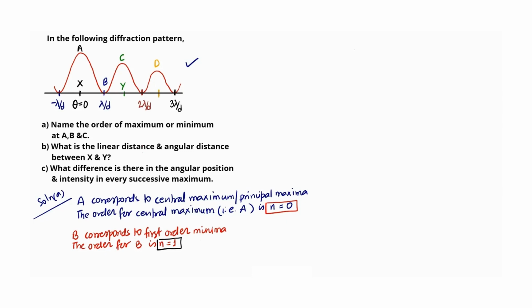Clear? Next, C corresponds to first order maxima or maximum, and the order for C is n equals 1. So we have this. Clear? For question A.